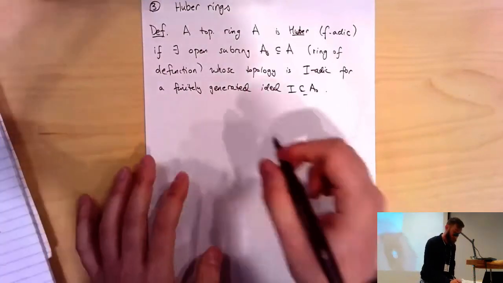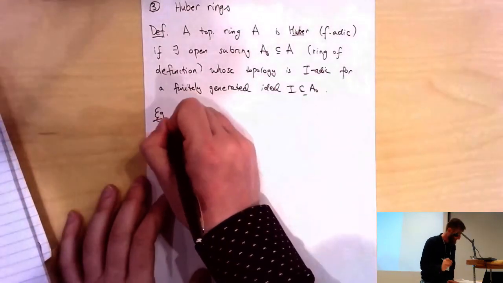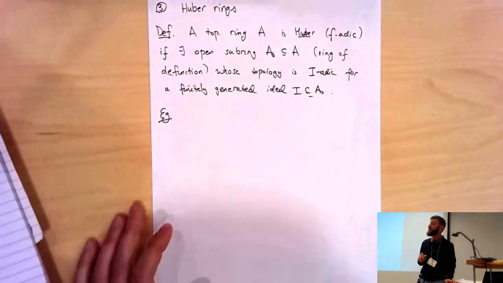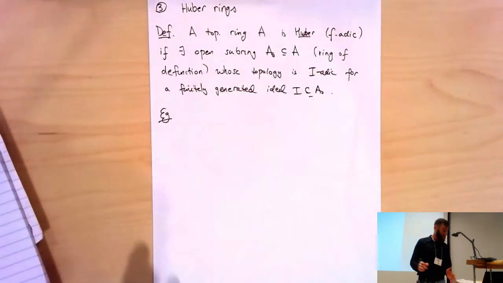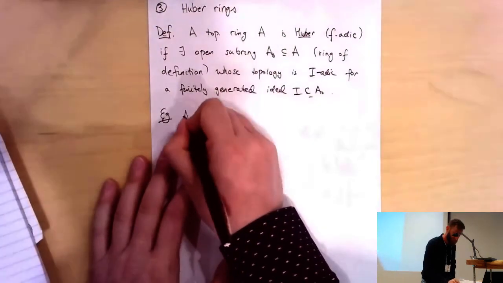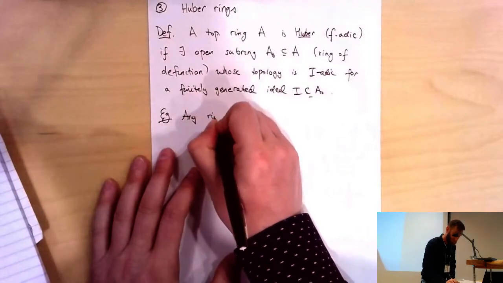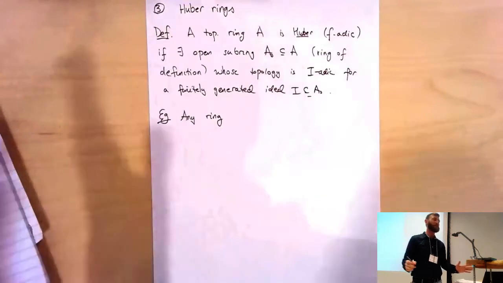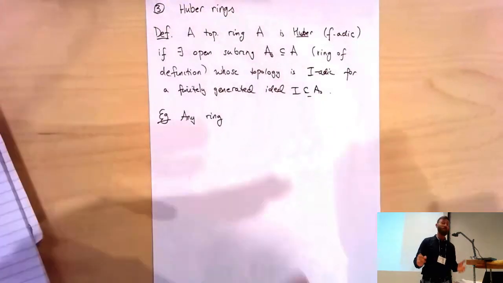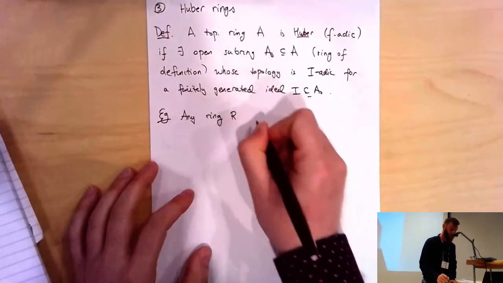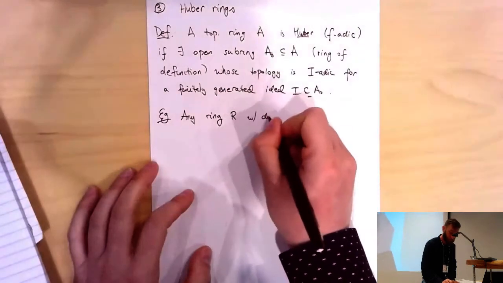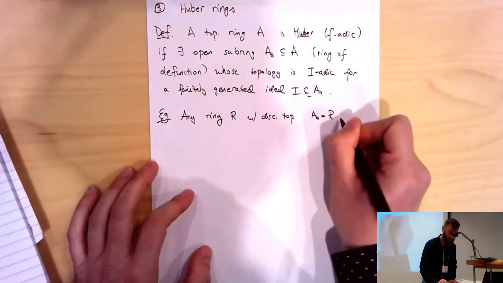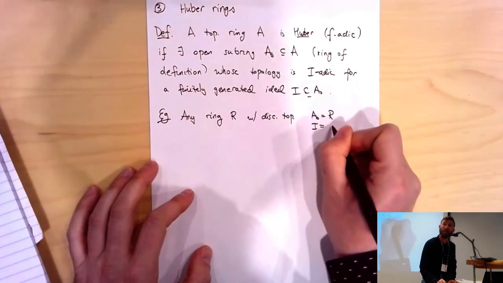Okay. So here are some examples of all of these. Okay. So the first example is any ring whatsoever with its discrete topology. And so when I said that adic spaces contain schemes, well, there is an asterisk there, but this is what I meant. You can give any ring R the discrete topology. And then what's A_0? A_0 can be R, and what's I can just be the zero ideal.